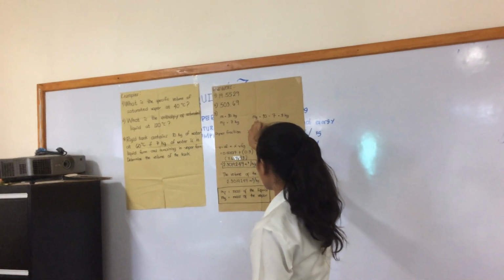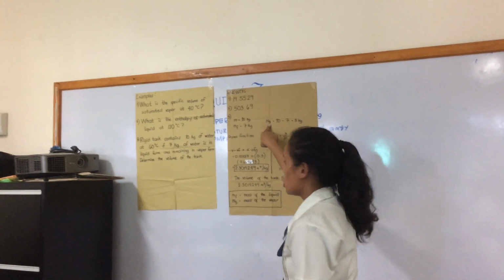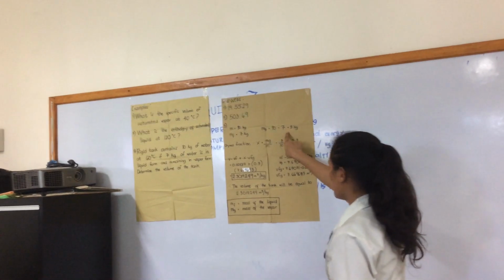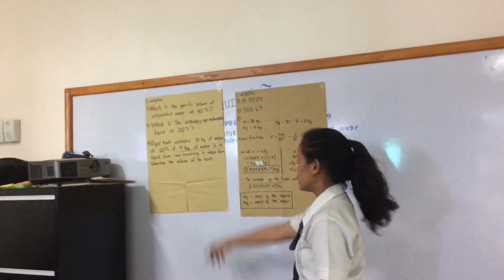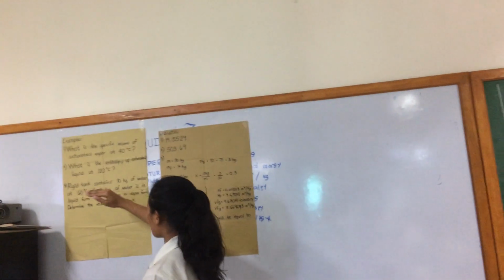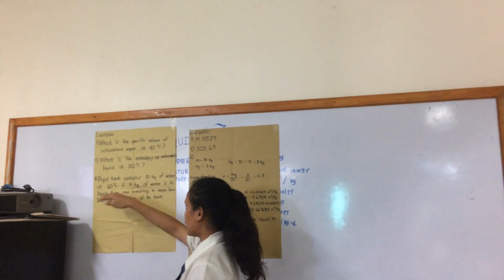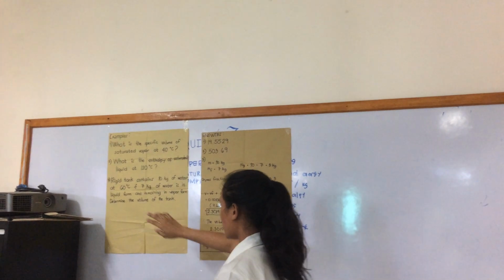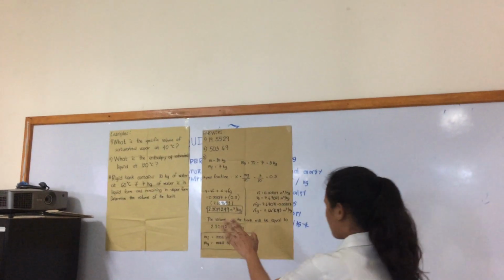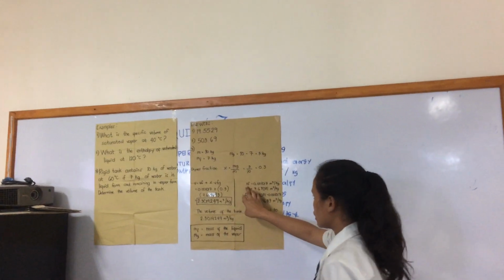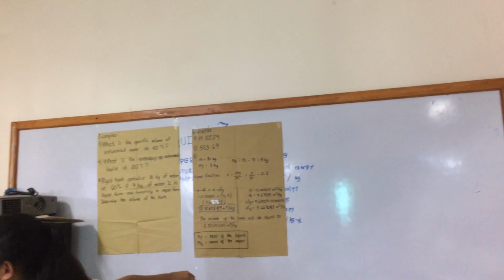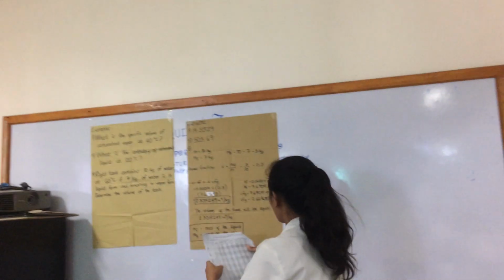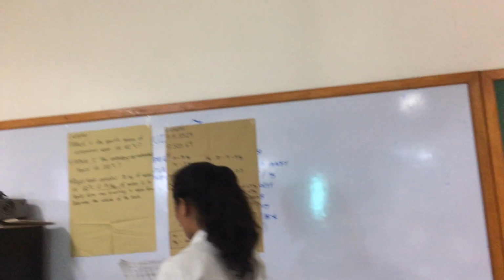The mass of the vapor we need to find, so 10 minus 7, which is 3 kg that evaporated from the rigid tank. From 10 it became 7 at 60 degrees Celsius. So we want to determine the volume of the tank. Before we can determine it, we have to get the volume of the liquid from the table.